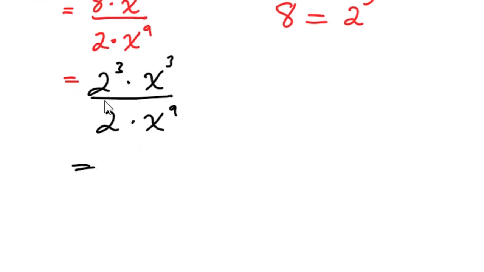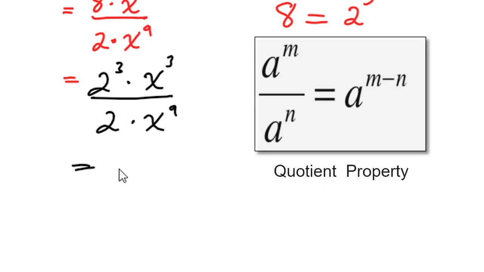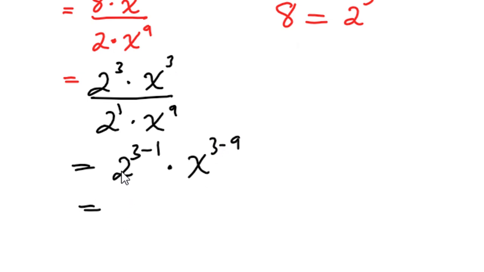This way, it would be very easy to tell that we are going to work with powers that have the very same base. We need to divide them, so we can keep the base 2 and subtract the exponents. 3 minus, there's no exponent here, so assume that it is 1. So 3 minus 1 times x to the 3 minus 9. So this is going to be equal to 2 squared times x to the negative 6.